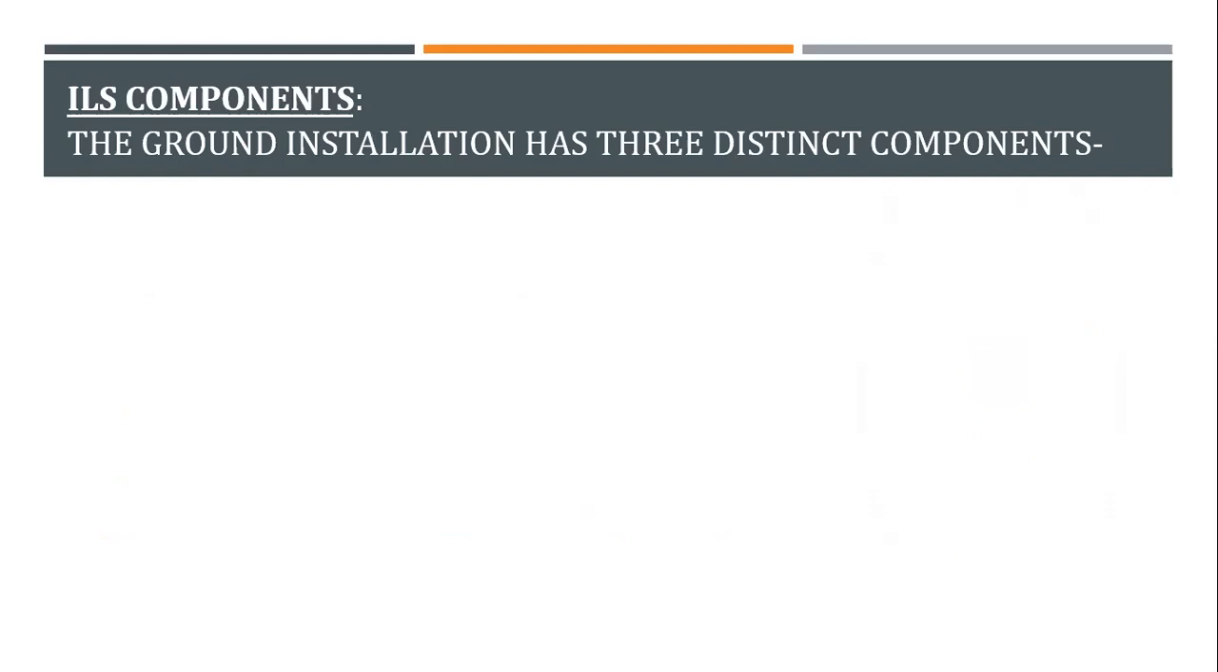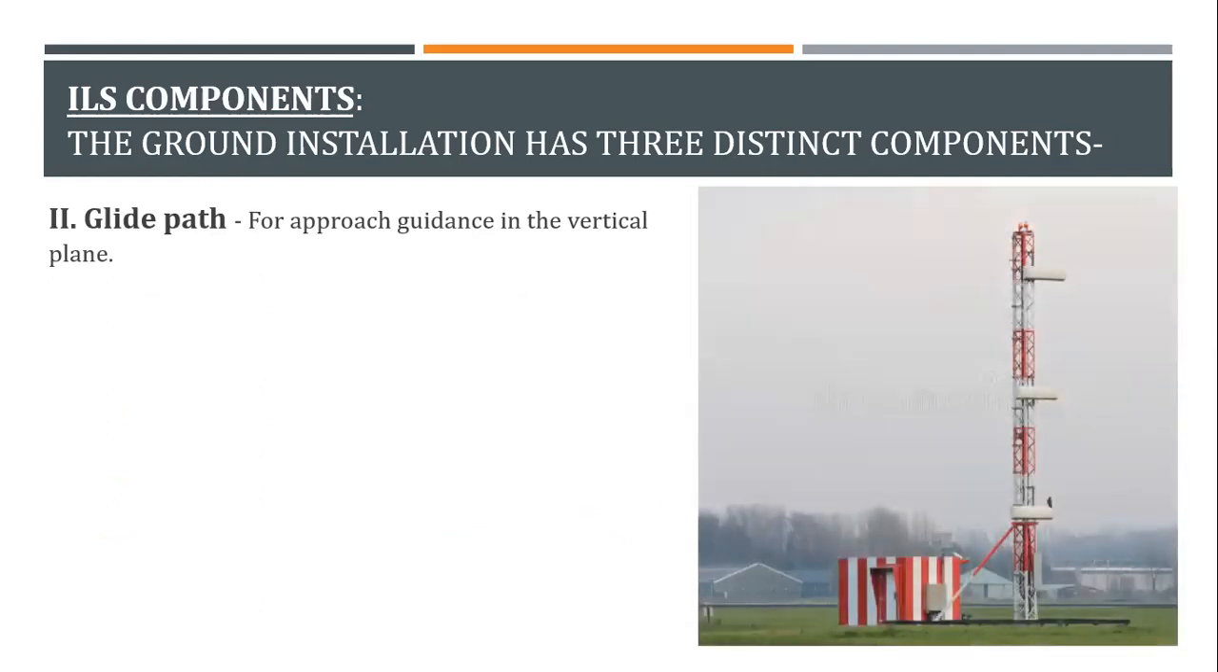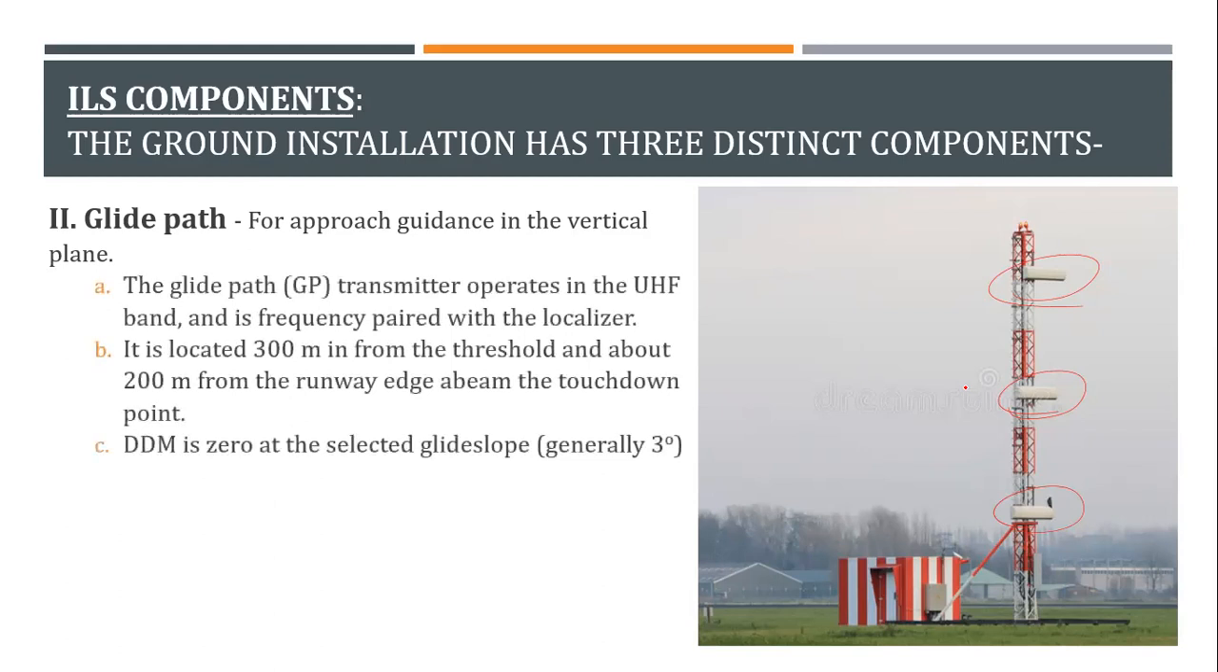The second one is our lovely glide path. The glide path is a unique thing. It is not present in normal VOR and NDBs. That is why it is a precision approach system, providing a vertical guidance system. If you see, this is the tower of your glide path. It will indicate the vertical angular distance with the ground. The glide path transmits in the UHF, that is ultra high.